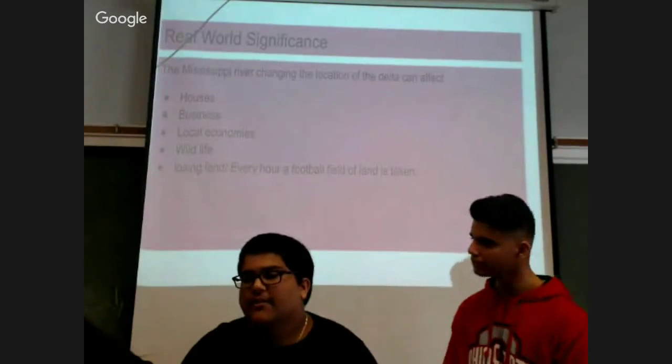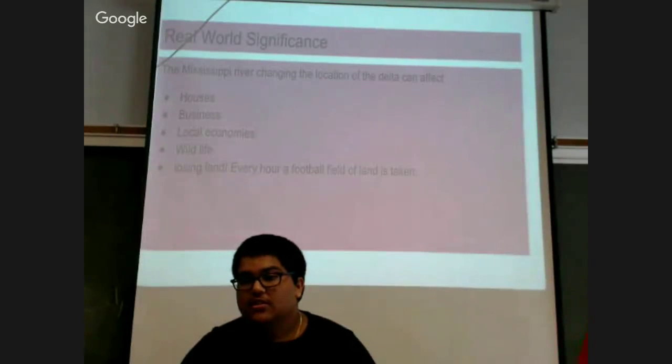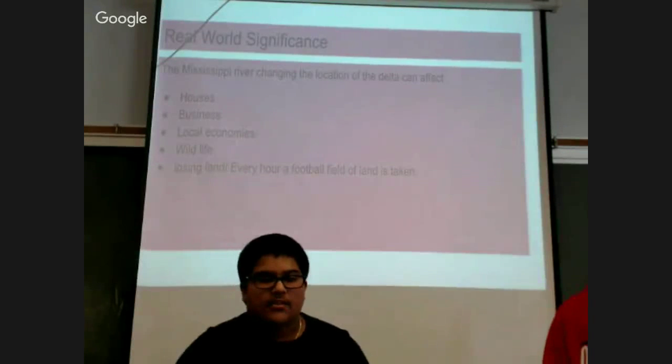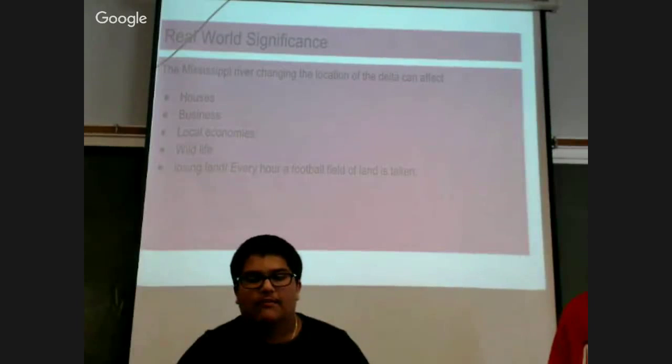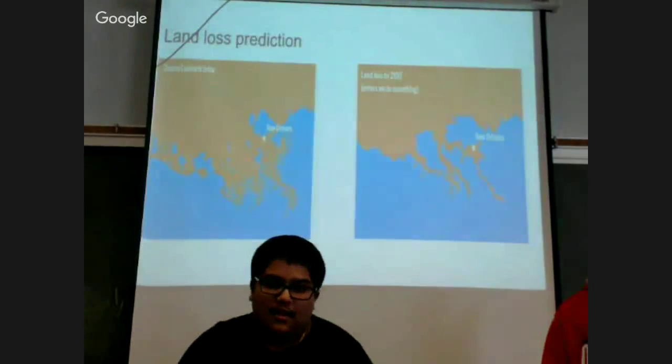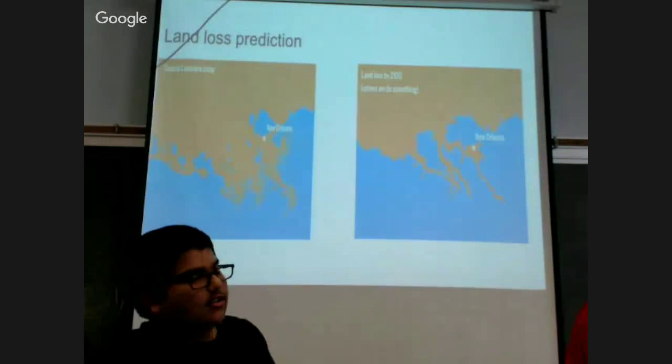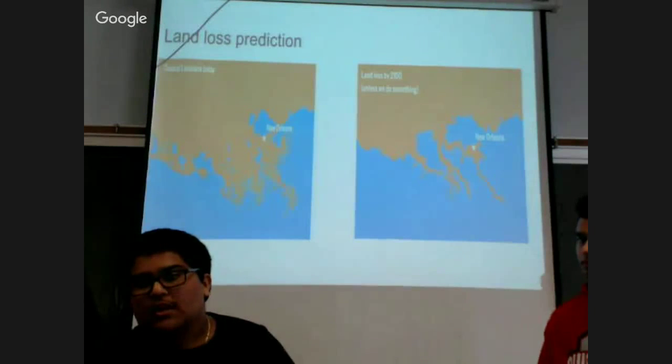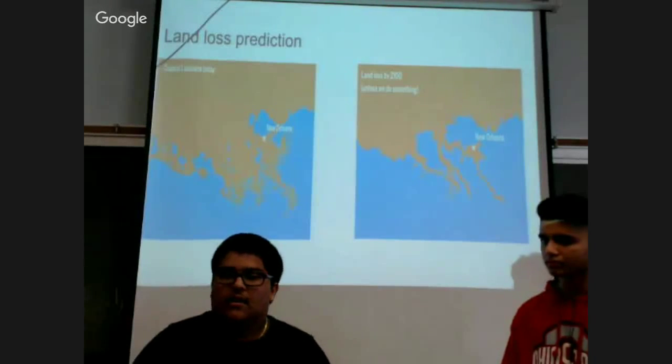Real world significance: the Mississippi River changing the location of the delta can affect houses, businesses, local economies, wildlife. Losing land, every hour a football field of land is taken. Okay, and right here is coastal Louisiana today and what it will look like by 2100, unless we don't do anything.